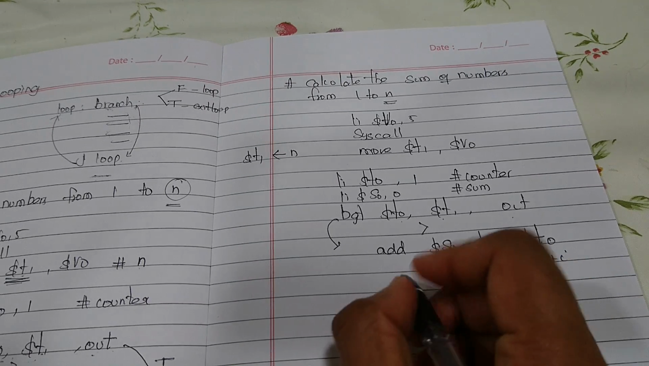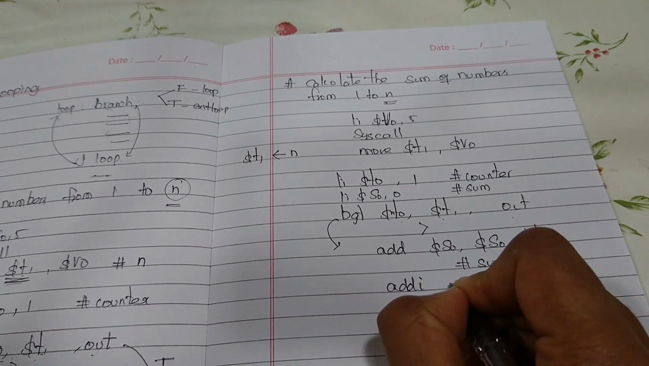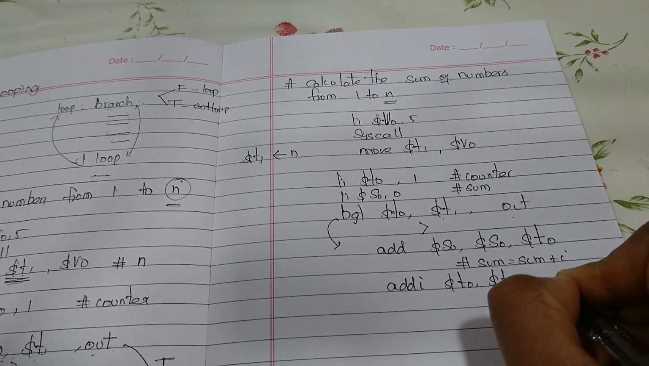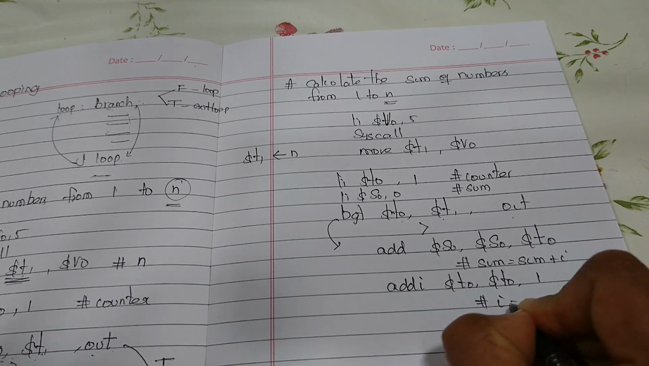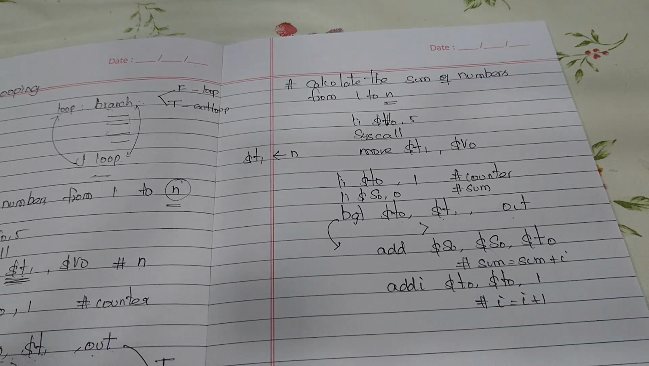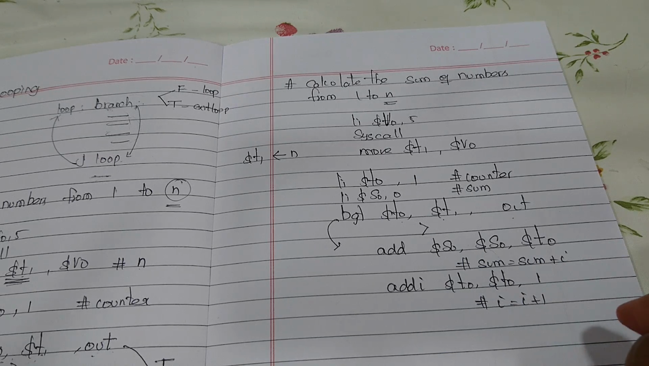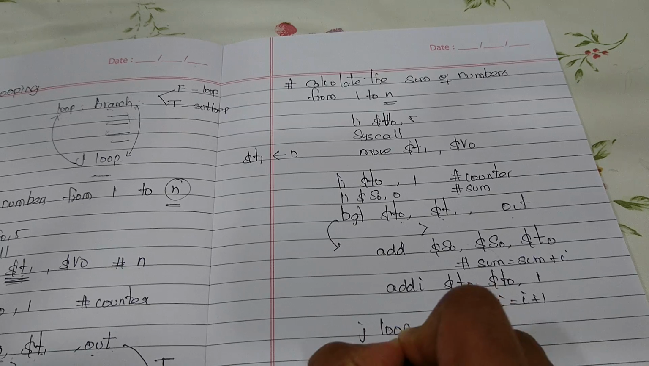Okay, after that increment the value. So how do I increment? You have the add immediate, register T0, the counter value, register T0, 1. What is the meaning of this line? You know in Java we used to say i equals i plus 1. So that's the thing. I'm incrementing the T0 value by 1. After that, I don't have anything to do. So let's move to the loop.